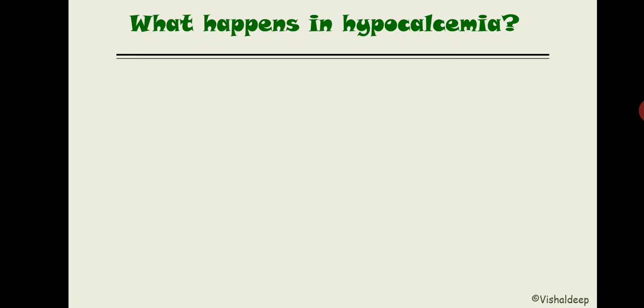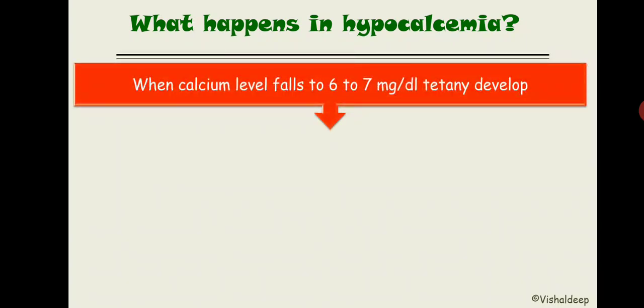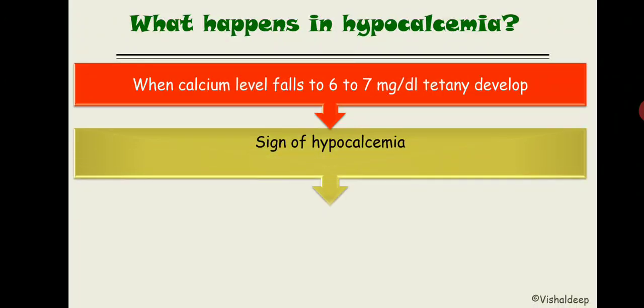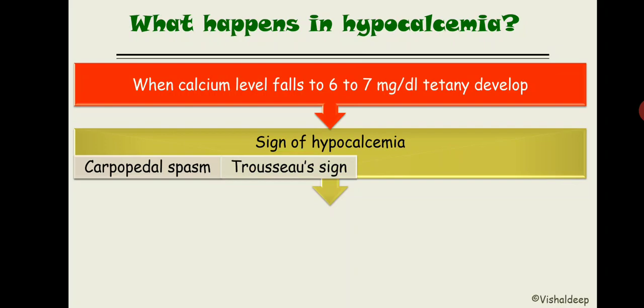Let's enumerate some of the facts about hypocalcemia. When the calcium level falls to 6 to 7 milligram per deciliter, tetany will develop, and the signs of hypocalcemia, if you guys remember, I gave you the mnemonic CTC. First C is for carpopedal spasm, T stands for Trousseau's sign, C stands for Chvostek's sign, and the last one is the prolonged QT interval. That change will be seen in ECG.